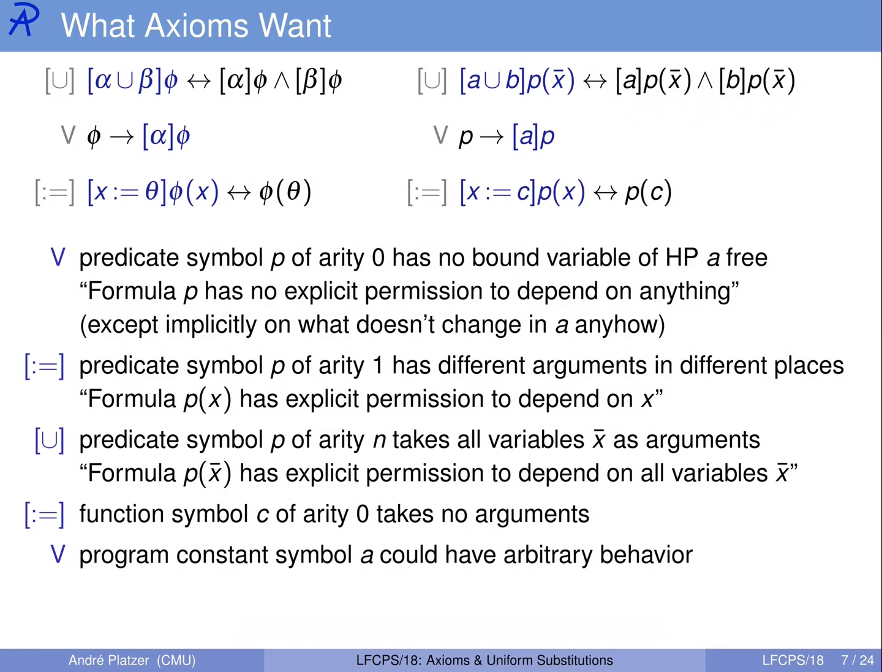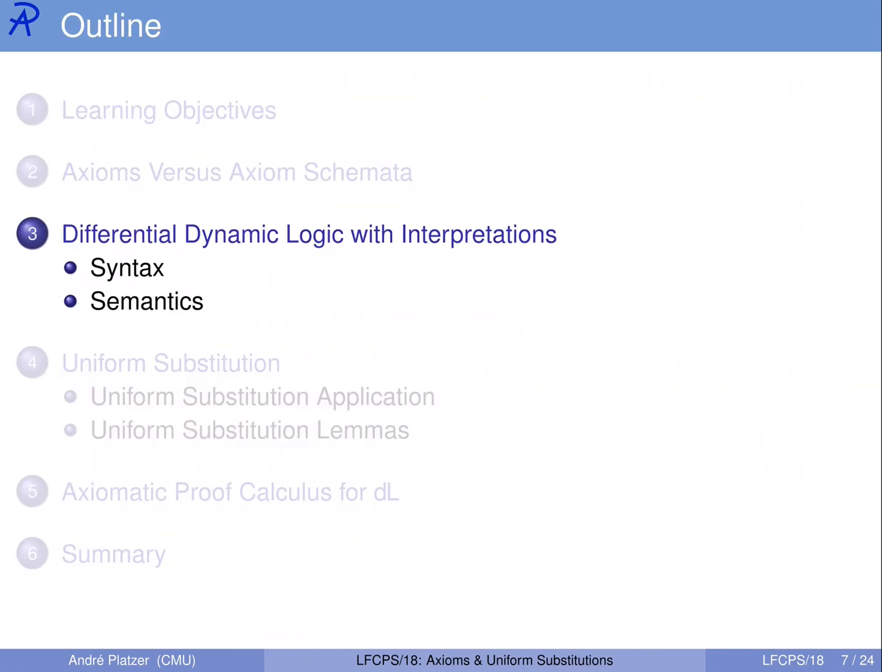Now we've identified the cases of 0 arity predicate symbols, so no arguments, 1 argument, n arguments, as many as we need variables, and likewise for function symbols and program symbols. But if we want to make sure these formulas over here are actually concrete differential dynamic logic formulas, we, of course, have to throw in these predicate symbols and so on officially into the syntax. Let's do so right away by moving on to differential dynamic logic with interpretations.